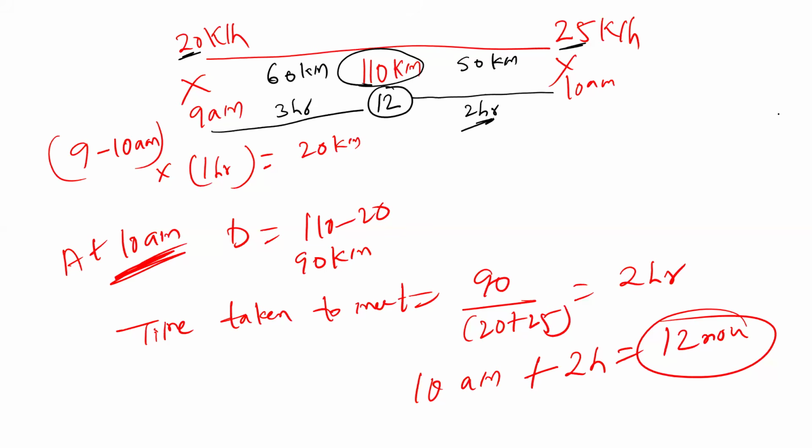From when will they take 2 hours? From 10 a.m. Why from 10 a.m.? Because from 10 only both will be running. Before 10 only X is running. But from 10 both are running. So 2 hours from 10 o'clock. At 12 o'clock both will cross each other.